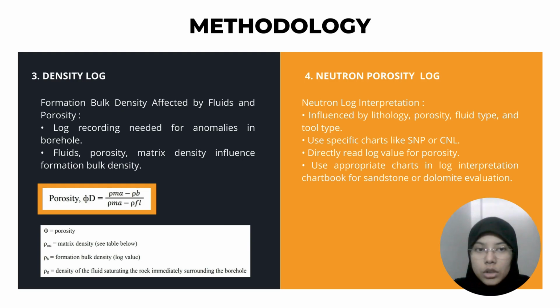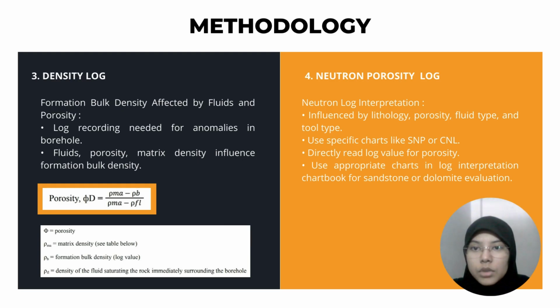Lastly, neutron porosity log. The concentration of hydrogen in a formation is primarily determined by the neutron log, which uses a non-contact neutron source. The highest energy loss occurs when released neutrons hit hydrogen atoms, as they have the same mass. This energy loss is linked to porosity in porous formation. Where hydrogen concentration is higher, the gas-filled reservoir may have a lower porosity. Neutron log interpretation is influenced by lithology, porosity, fluid type, and the tool types.